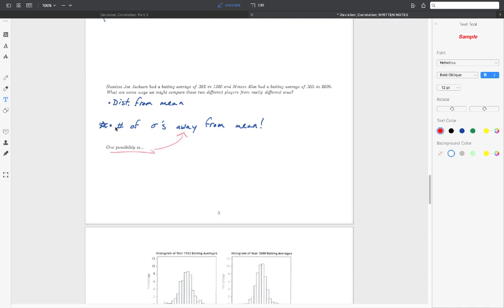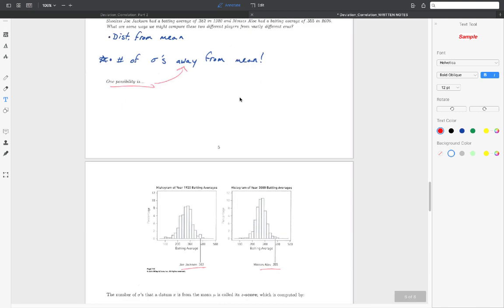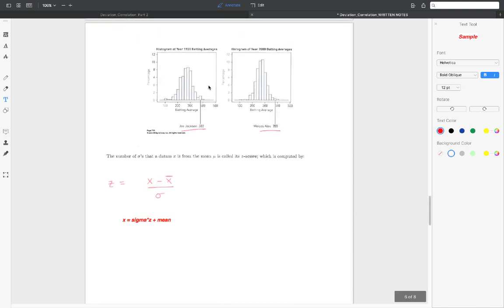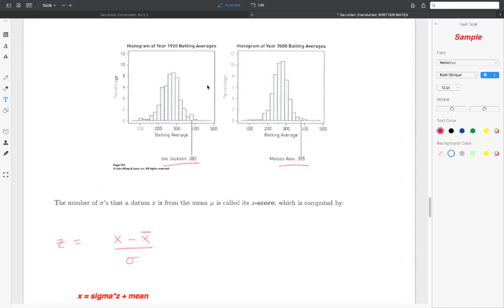Okay, so what we do instead is we look at the number of standard deviations away from the mean each of these players is. It's their z-score. So here are the two histograms for each of these years, 1920 and 2000. If you notice, as we should expect given our standard deviation, in 2000 the averages were more tightly clustered around our mean. There was a smaller standard deviation. And so here's where Shoeless Joe fell in 1920, and here's where Moises Alou fell in 2000.